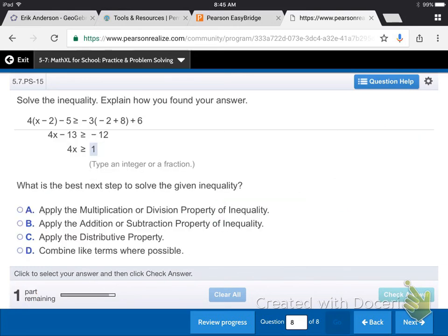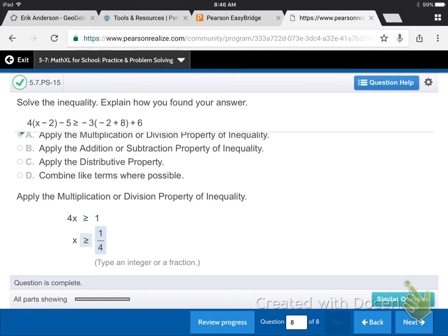And we're getting there. Here's our last step, almost. What is the next best step to solve the given inequality? Well, we know we're going to have to, right here, divide each side of the inequality by the coefficient of the variable. And that's applying the multiplication or division property. So easy. We're almost there.